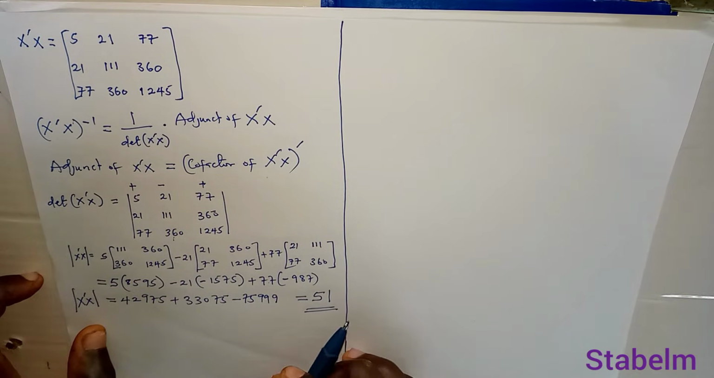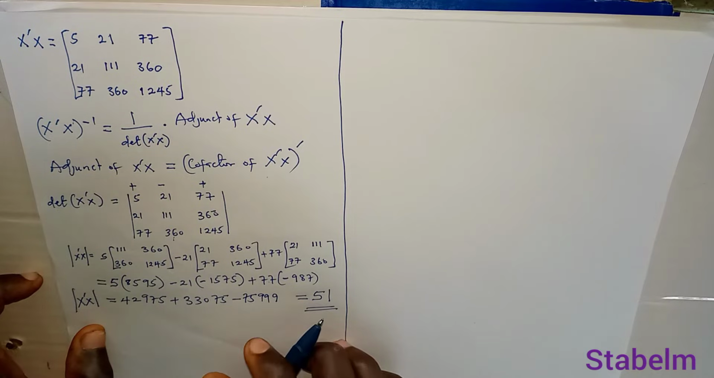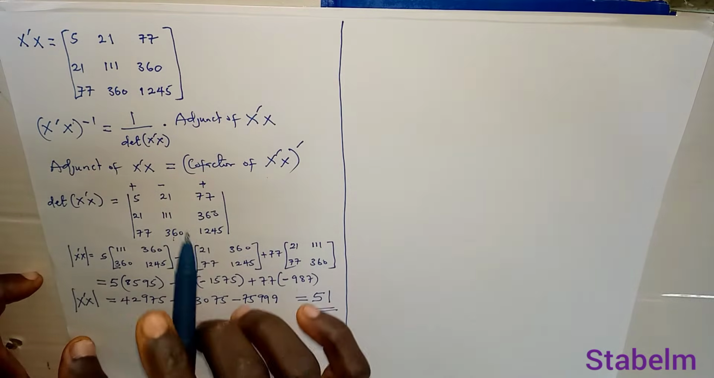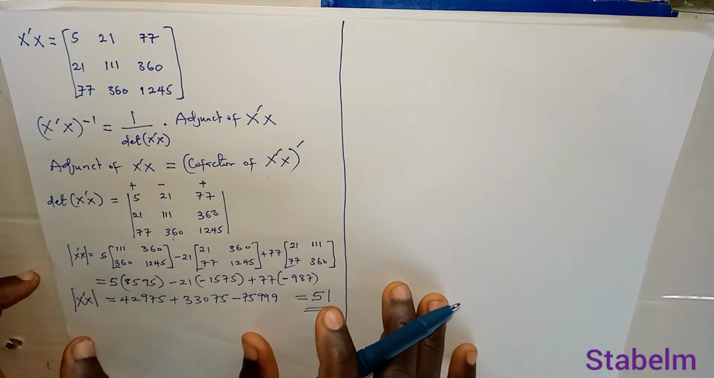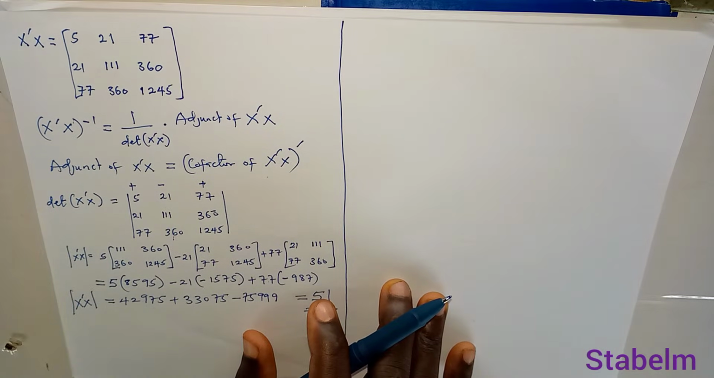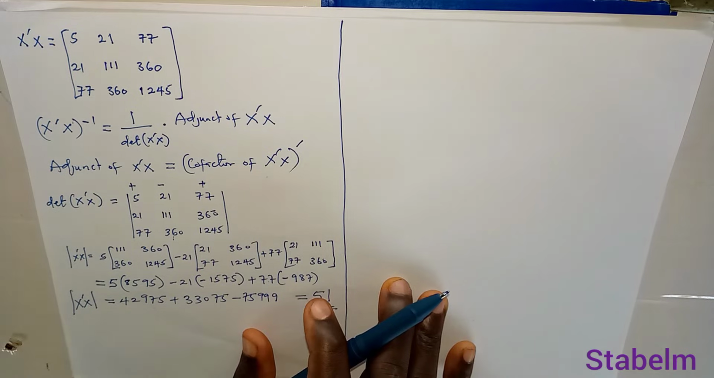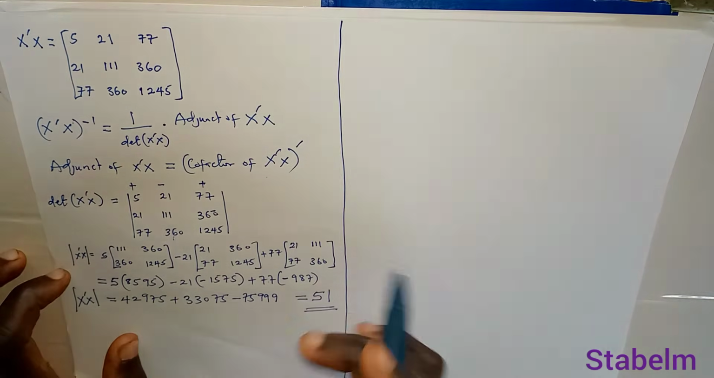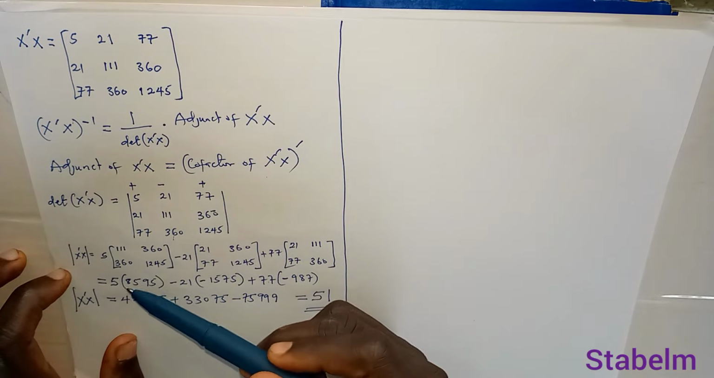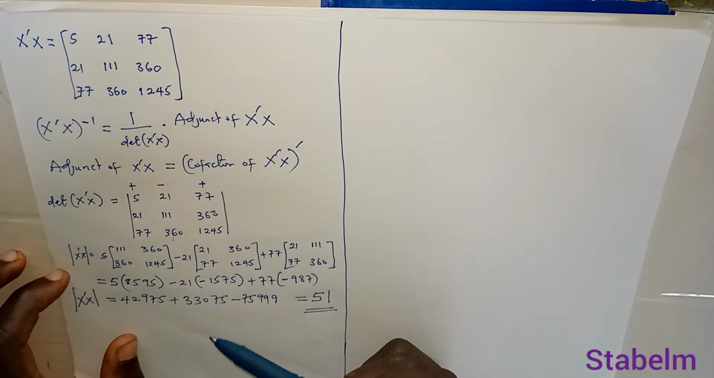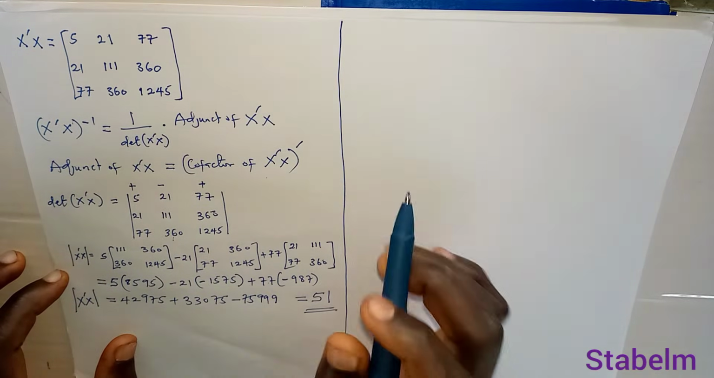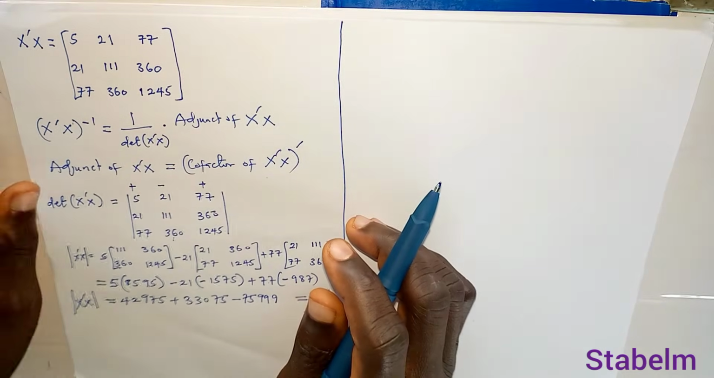All right, this is not the end. Then we need to find the cofactor of x prime x. That is all we are going to find now. And how do we do that? Well, exactly the way we formed the determinant of this x prime x. That is how we are going to get the cofactor of x prime x.